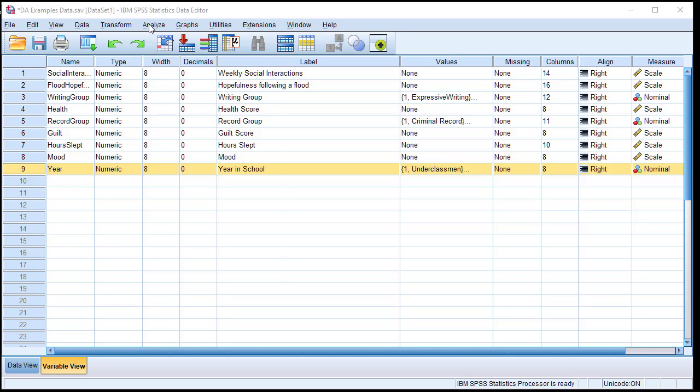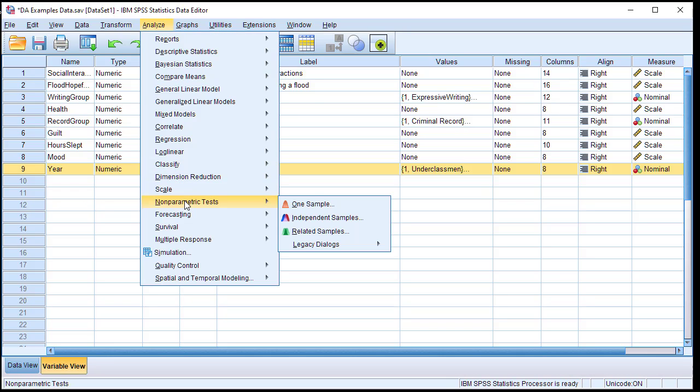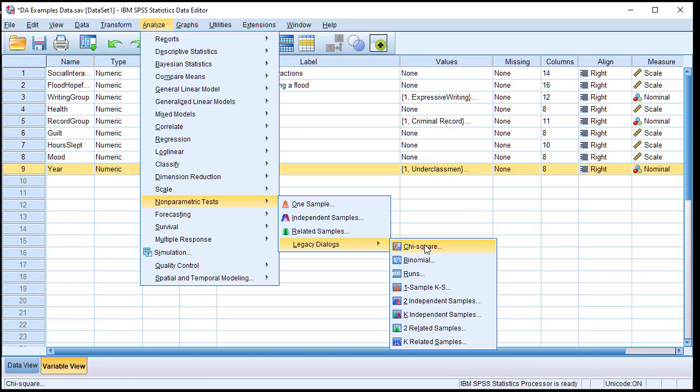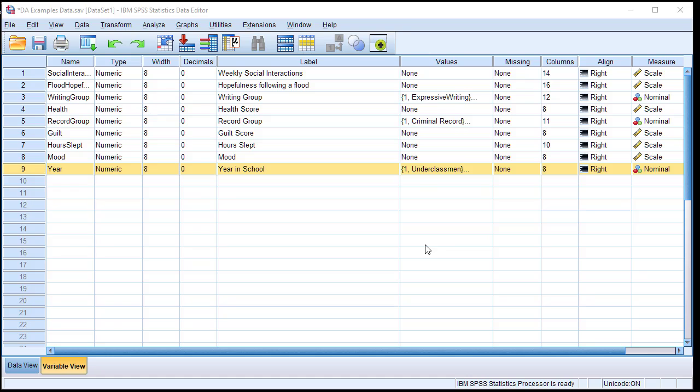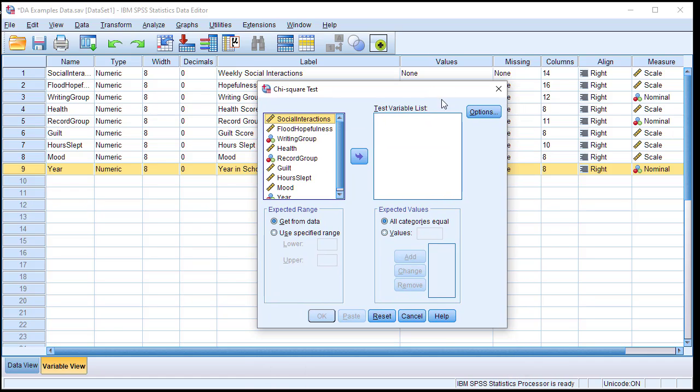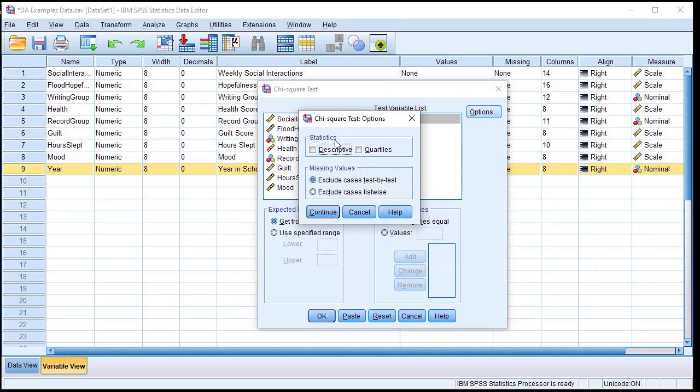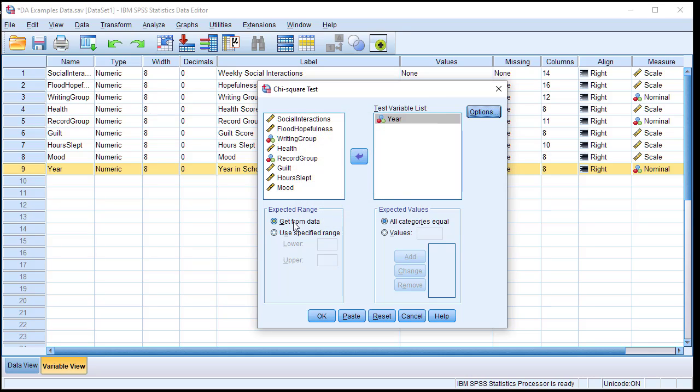In order to do this, we go to Analyze, Non-Parametric Tests, Legacy Dialogues, chi-square. For a test variable, we need to find our year variable and load it into our test variable list. Let's look at some options. Are there any options that we're interested in? My dialog boxes keep popping up off screen. We can do descriptives. It won't be incredibly helpful because it's a nominal variable, so the measures of central tendency aren't going to work except for maybe the mode, but that's about it. Click Continue. Now, our expected ranges, we're going to get that from the data. That's okay, we leave it there.